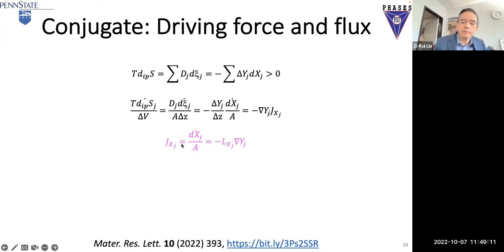The flux of one molar quantity, volume, whatever you have, is the rate of change of that molar quantity. That molar quantity must be proportional to the driving force. The driving force is a conjugate variable, that's very important, okay?